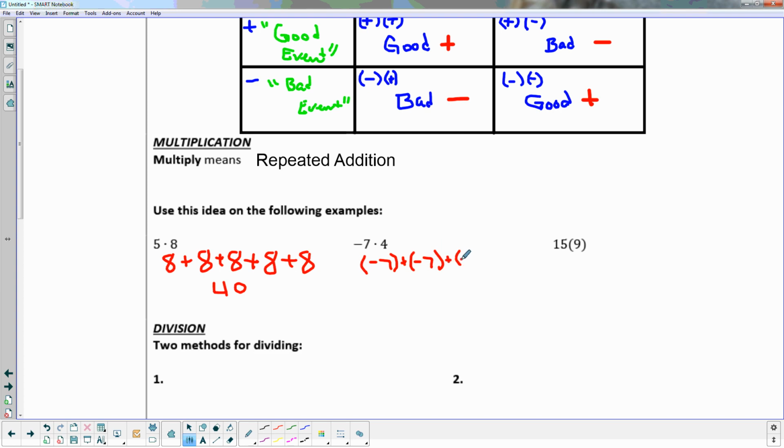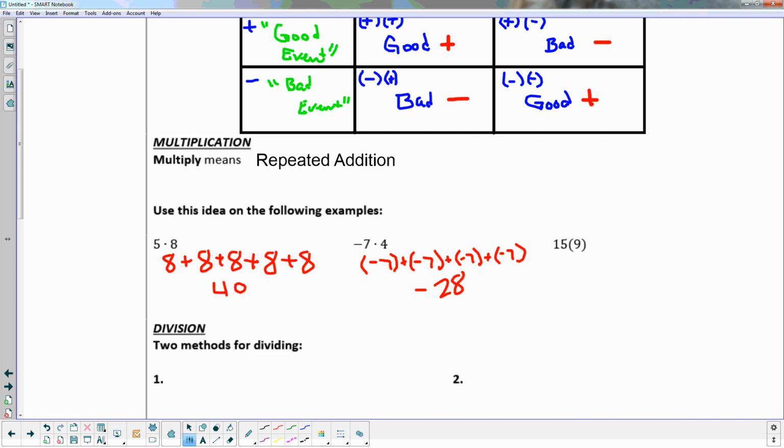Plus negative 7. Oh, hold on. Let me just erase. If I hit the back arrow, it's probably going to undo more than I want. So plus negative 7. And so again, you can count by 7s. You can just add 7 together 4 times and then make it negative. Whatever works for you, but you should come up with negative 28.